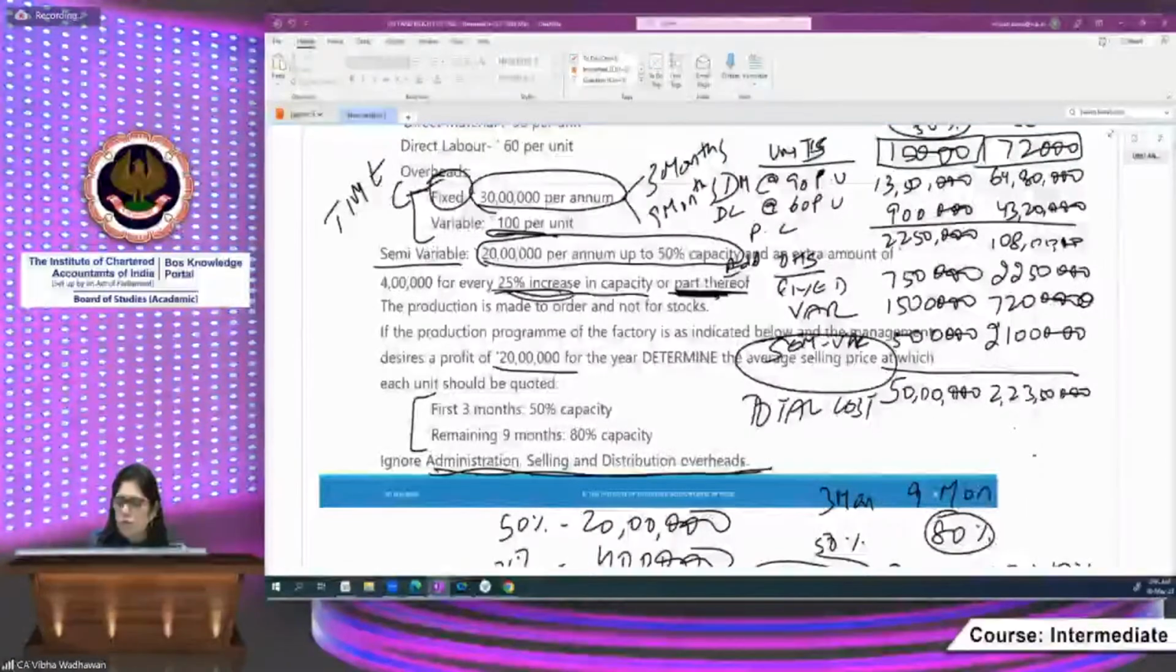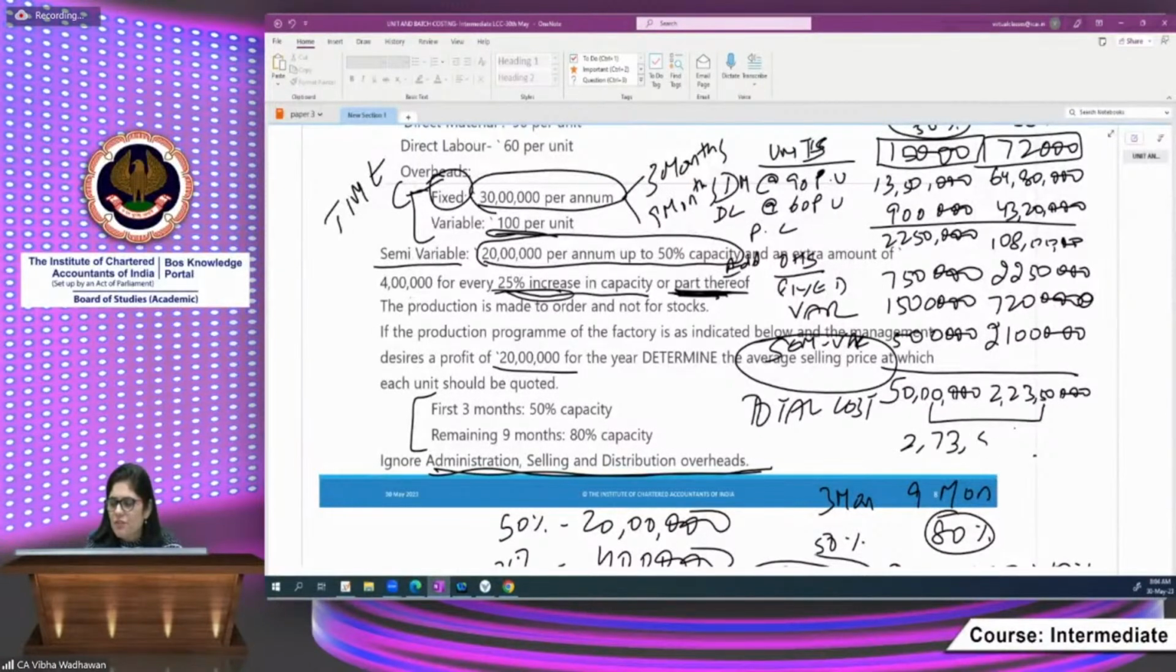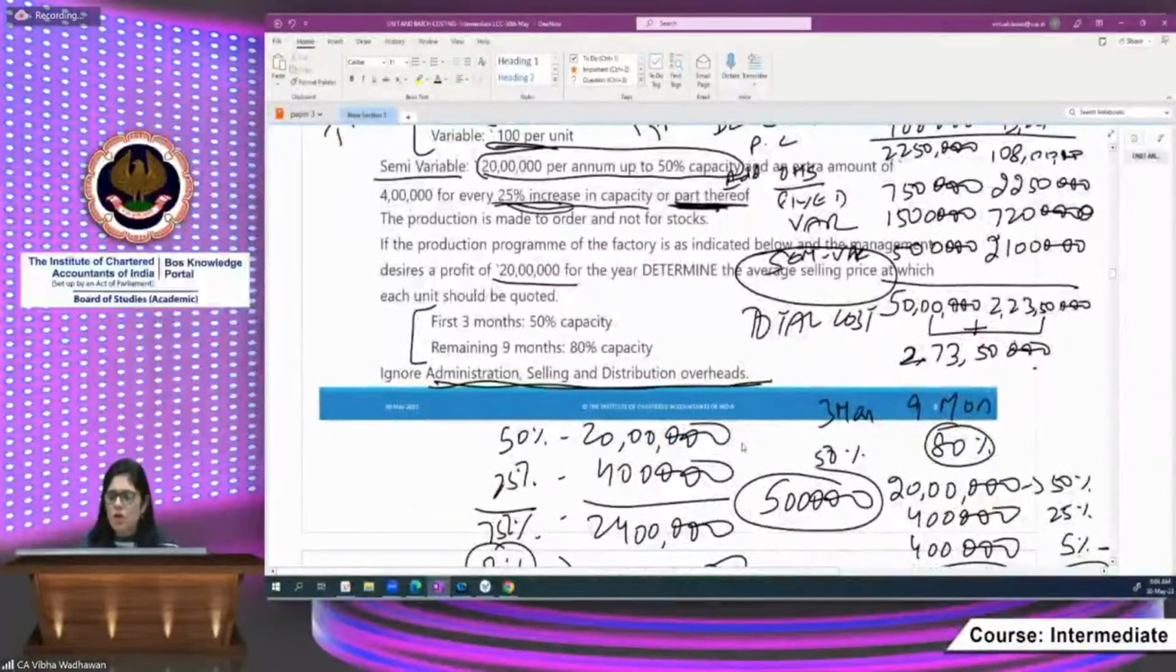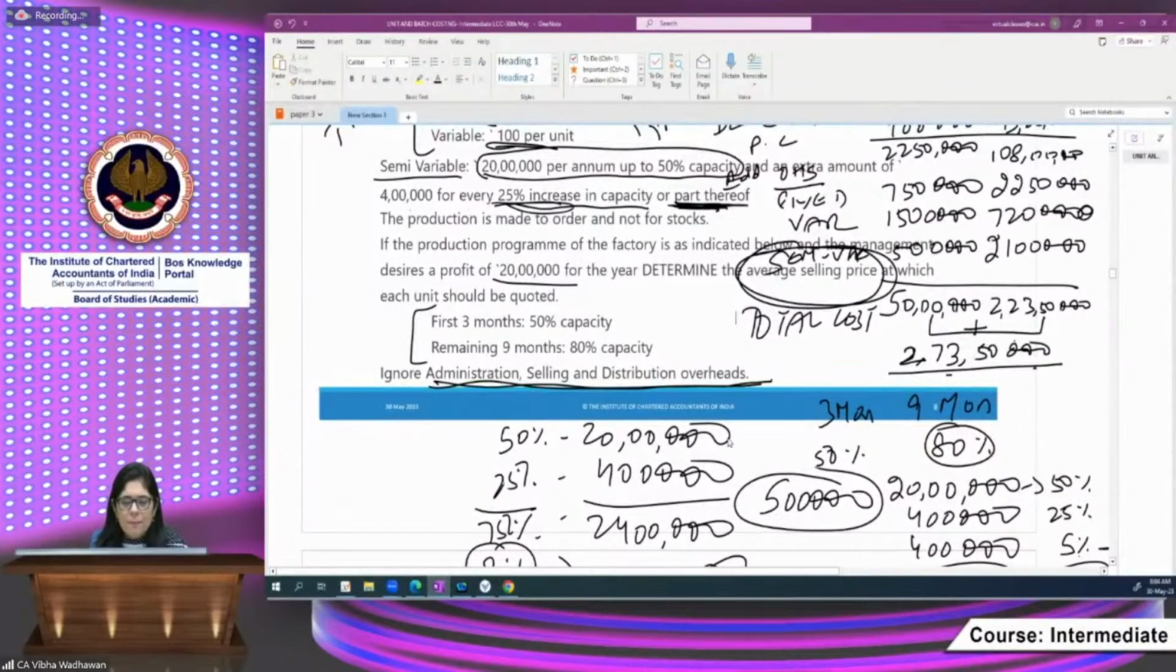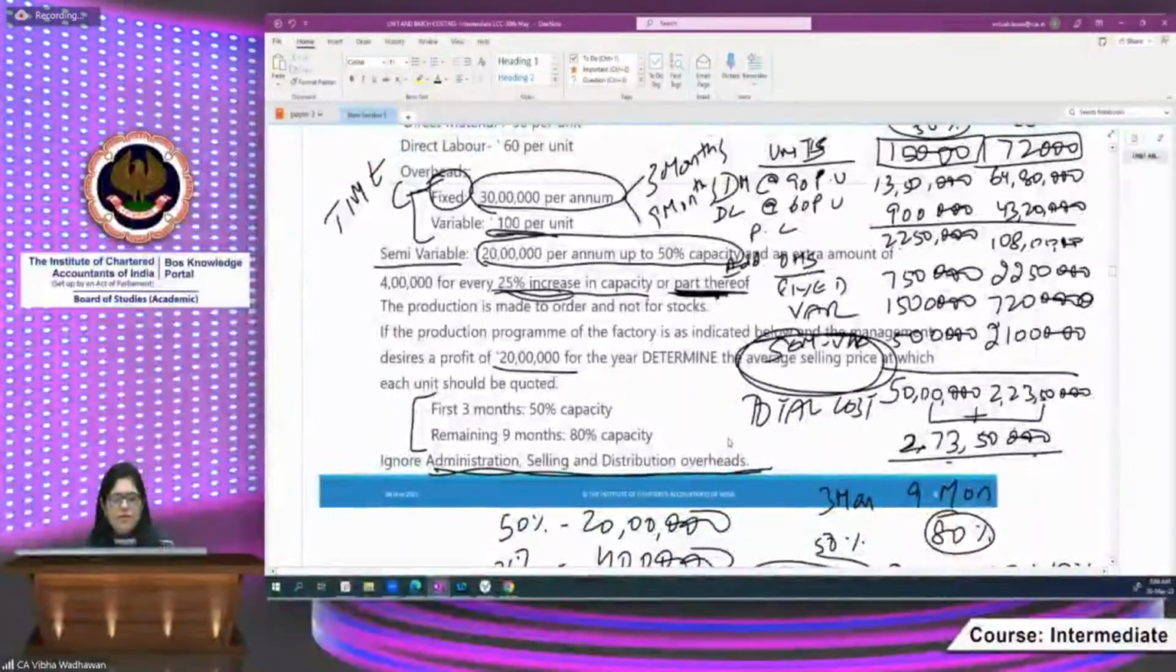Clear? So total cost will be 2 crore 73 lakh 50,000. So that is the total cost of 3 plus 9 months. Clear? We have to calculate the average selling price. So total cost is there. You have to add the profit also. What should be the selling price we have to quote?